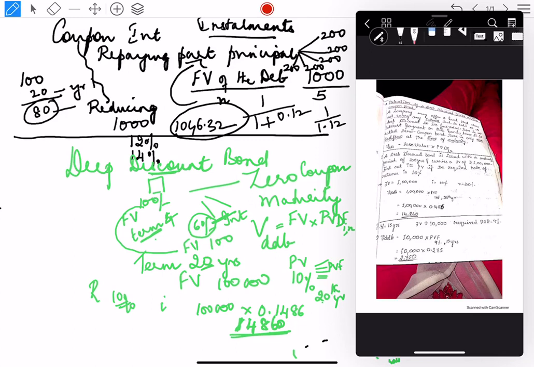It is nothing but the face value into the present value discount factor, taking into account I, your required rate of return, and n, the number of years. So this is a small calculation that we do, and these are small problems. We just check whether you know what a deep discount bond is and how its present value has to be calculated. Okay. So we move on now to the next problem. Obviously, I would request all of you to work it out.